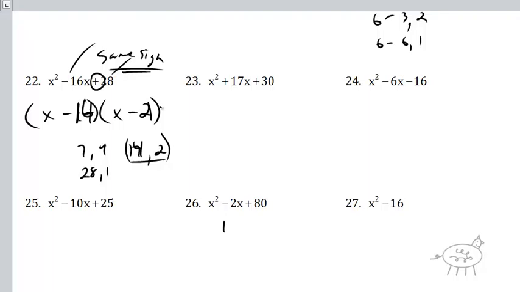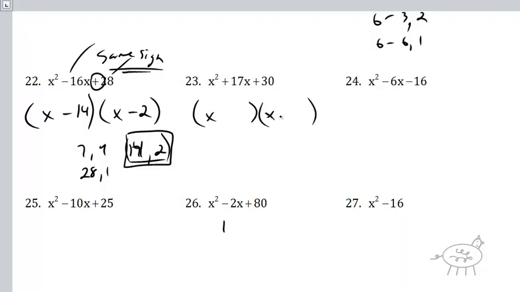Okay, that's a little messy. Let me clear that up just a little bit here. So this is going to be, like I said, 14 and 2, so x minus 14 and x minus 2. Okay, and again, you can FOIL it out, and you'll see you get the same answer as above. Okay, so let's do another one here.